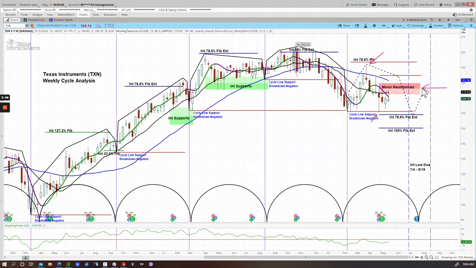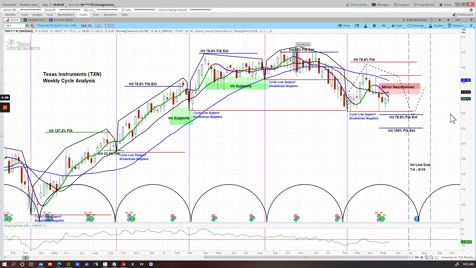And you can see that we've gotten up in there a couple times and keep rejecting from about that 50% minor fib level. So what we're looking for now is the possibility of Texas Instruments trying to get up into this minor resistance zone again in the coming weeks. And if it can get up there, we would consider that a good shorting opportunity for one more move down into this time period from July 4th to August 19th, when we expect this current cycle to make its low.